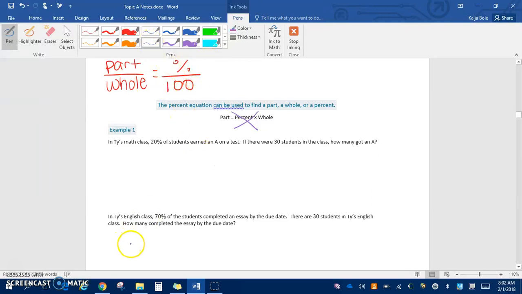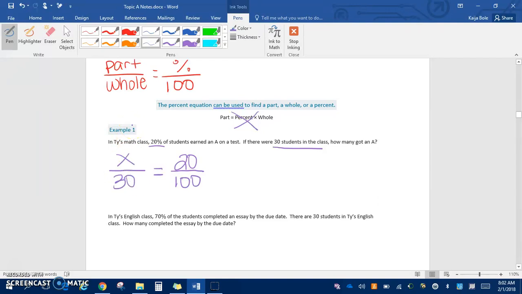Right, so if we look at number 1, it says in Ty's math class, 20% of the students earned an A on the test. If there were 30 students in the class, how many got an A? So the first thing you're going to do is set up that proportion to fill in. And we know this is always 100. So they said that 20% of the students earned an A, so that means 20 goes in the percent spot. And we know that there were 30 total students, so that goes in the bottom. And then this is our x.